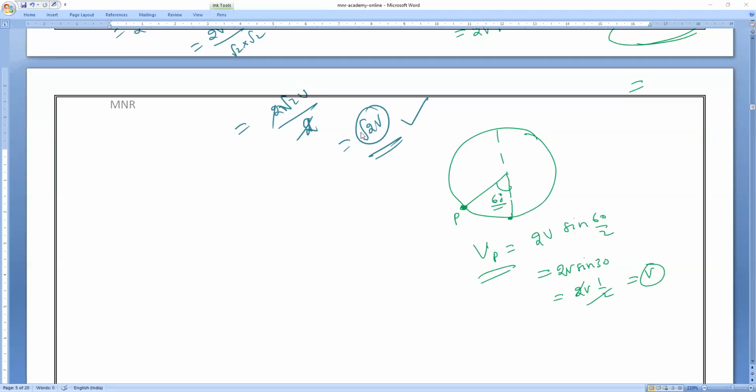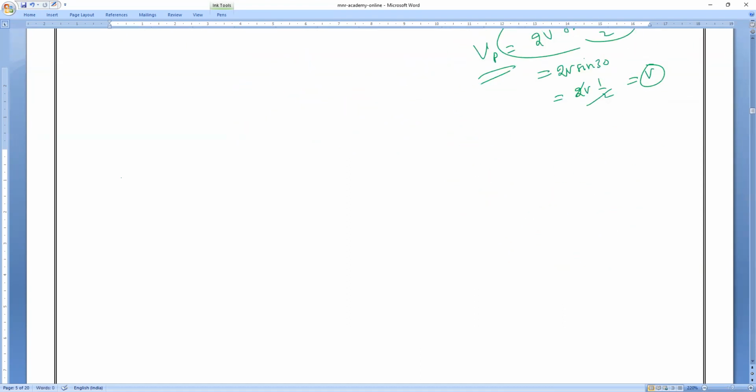So this is about the velocity. If you want to find the velocity of a particle in pure rolling, anywhere, you can use the formula 2v sin(theta/2). That formula will give you the velocity at any point.